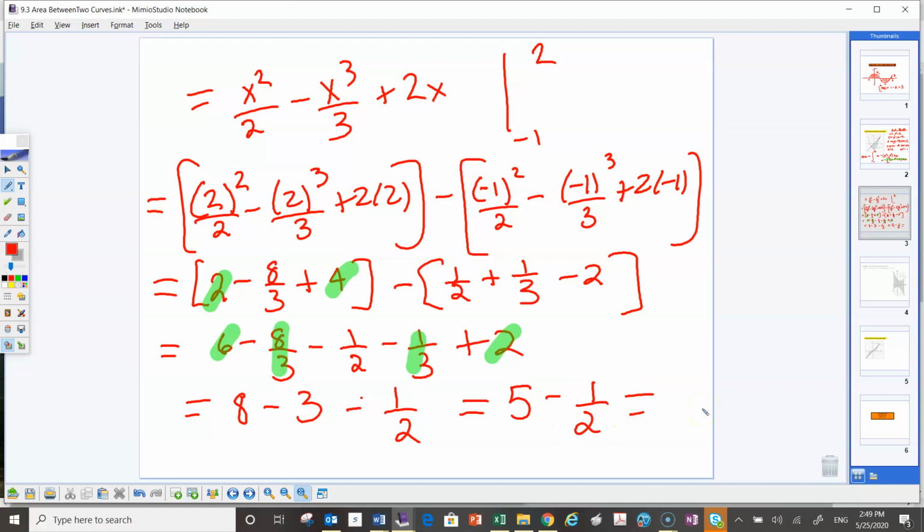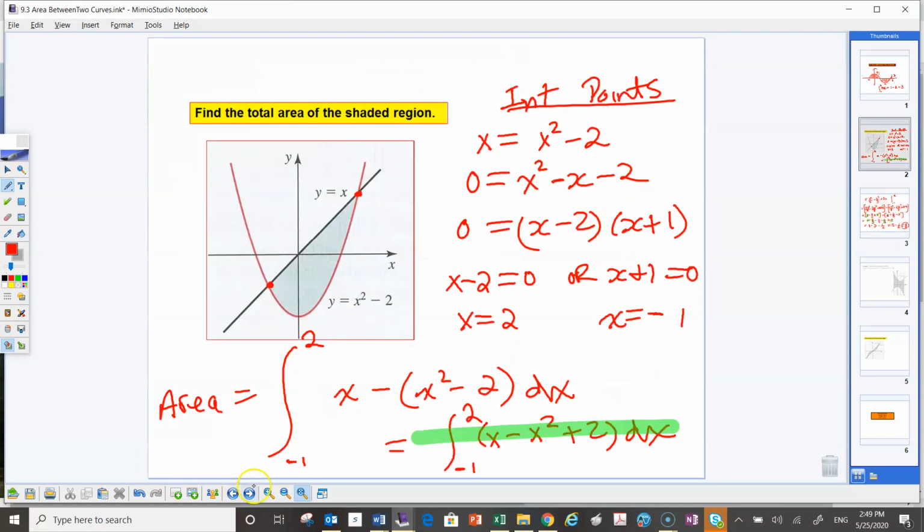And if I was to get a common denominator, 5 would be 10 over 2 minus 1 over 2. My net area between the two curves would be 9/2, or 9 over 2. So that would be the area of the shaded region.